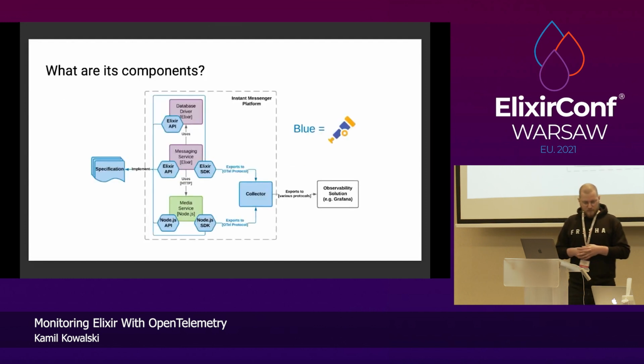Let's look at the components of OpenTelemetry. So here's an example instant messenger platform. We have two backend apps. The messaging server is written in Elixir, and then the media service is written in Node. The messaging service uses a database driver library, also in Elixir. And that's all. The components in blue are basically parts of OpenTelemetry.